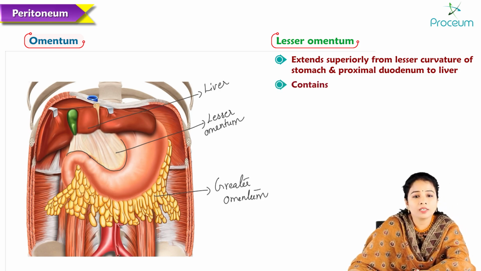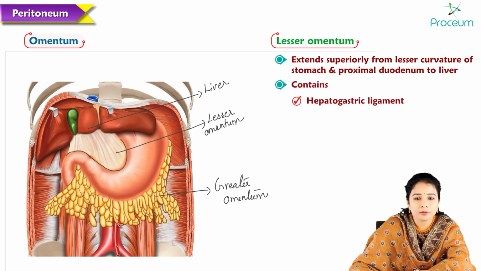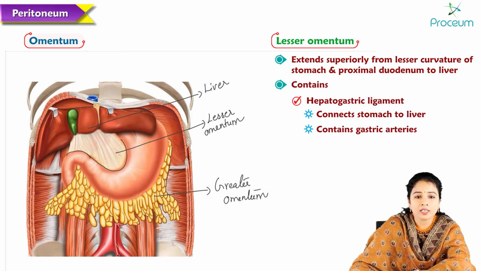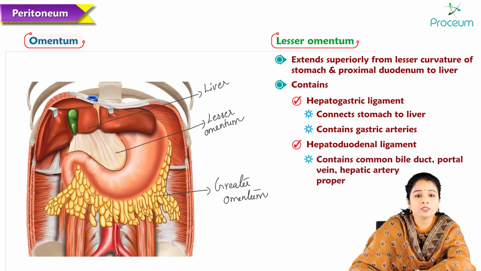Lesser omentum contains hepatogastric ligament. It connects the stomach to the liver and contains gastric arteries. Hepatoduodenal ligament contains common bile duct, portal vein and hepatic artery proper, which forms the portal triad.